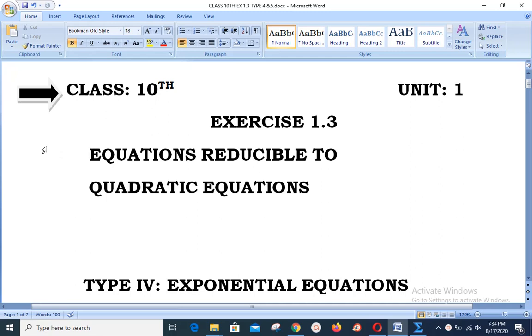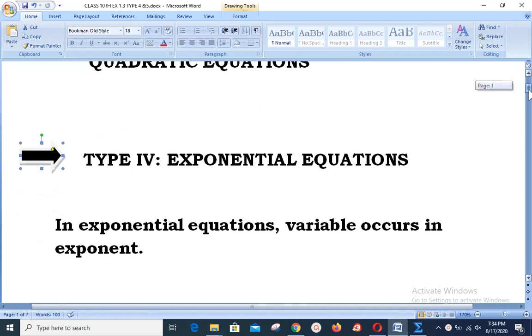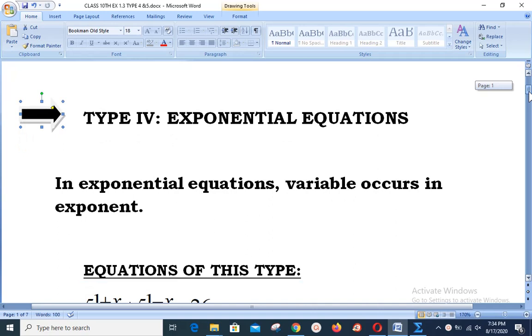Viewers, our today's topic is related to class 10th, exercise 1.3. The topic is equations reducible to quadratic equations. You already know we have completed the first three types of equations on this topic. Our today's topic is related to type 4 first, and then type 5 we will discuss inshallah.